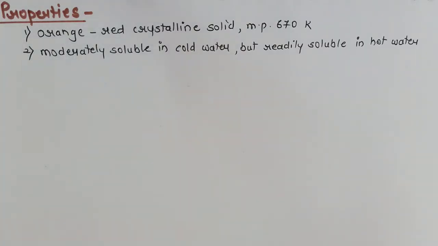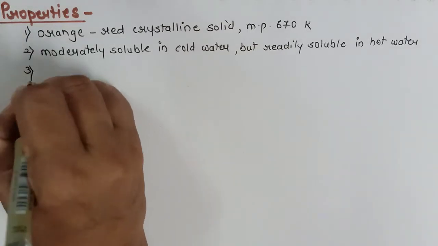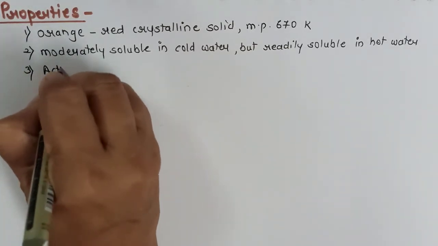If we look at the properties of potassium dichromate, it has a very prominent orange red color. So it's an orange red crystalline solid with melting point 670 Kelvin. It is moderately soluble in cold water, but it is readily soluble in hot water. And therefore, whenever we have to prepare potassium dichromate solution in the laboratory, we dissolve potassium dichromate in hot water.